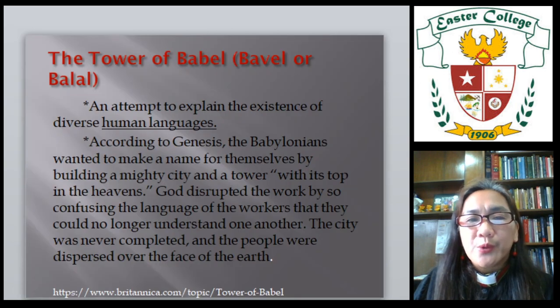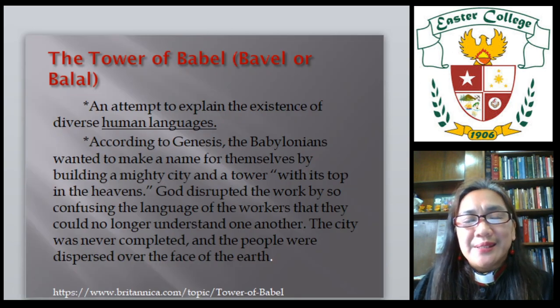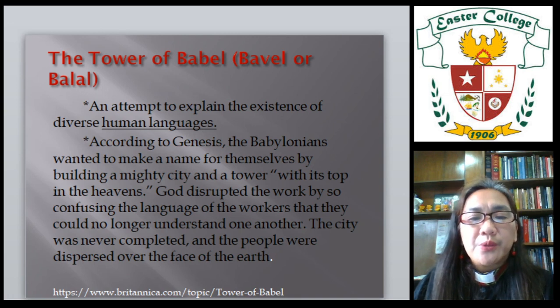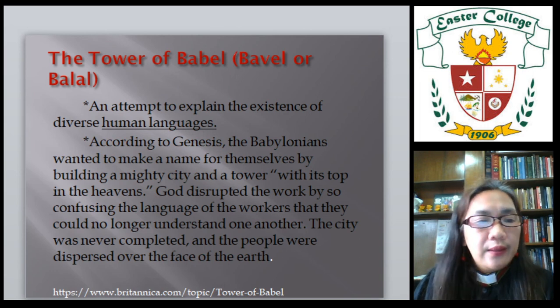So, the Tower of Babel is an attempt to explain the existence of diverse human languages. According to Genesis, the Babylonians wanted to make a name for themselves by building a mighty city and a tower with its top into the heavens. God disrupted the work by so confusing the language of the workers that they could no longer understand one another. The city was never completed and the people were dispersed over the face of the earth. You will find that actually doon sa Britannica.com.